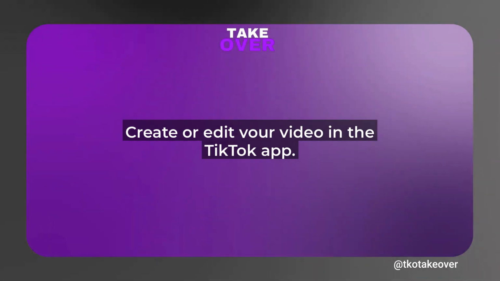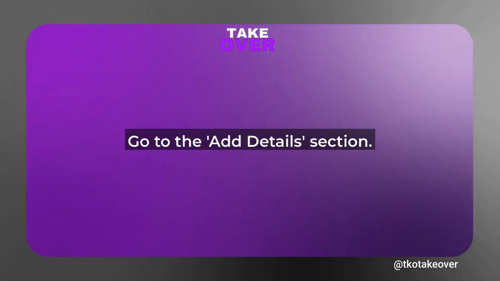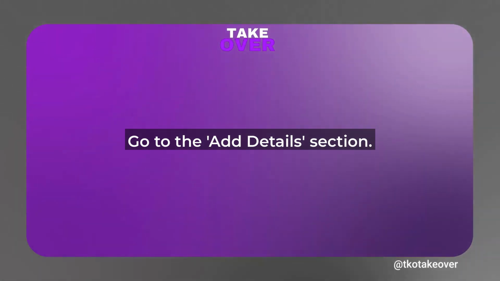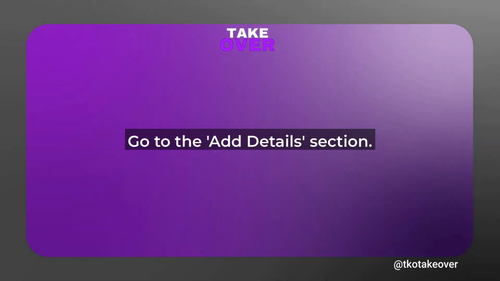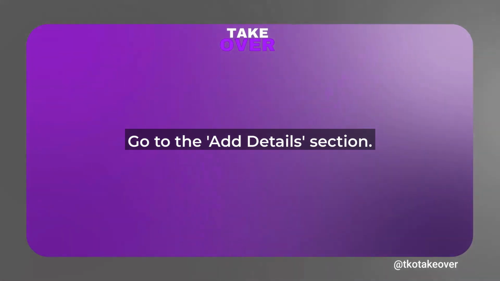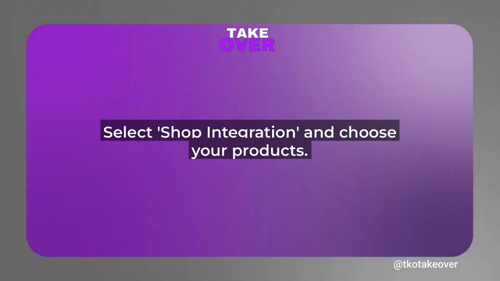Now, onto the fun part. Adding the link to your video. Start by creating or editing a video in the TikTok app. After you've filmed and edited your content, go to the Add Details section before posting. Here, you'll see a new option called Shop Integration. That's the 2025 update we're talking about. Click on it, and select the products from your TikTok shop that you want to feature.